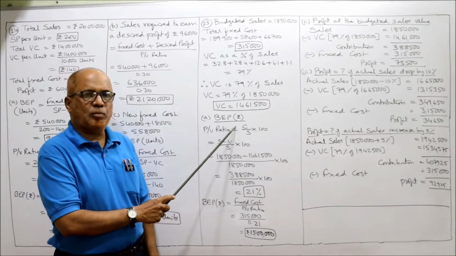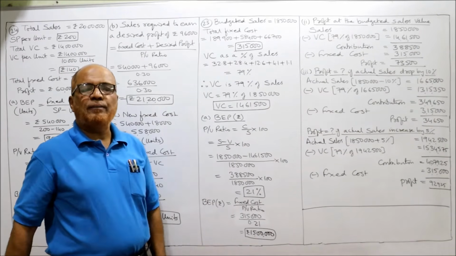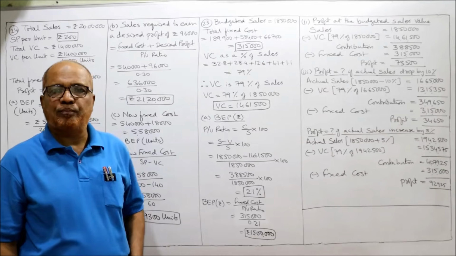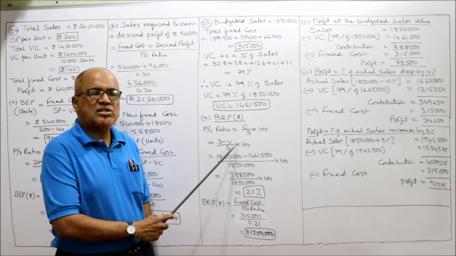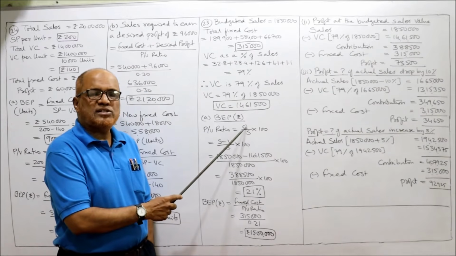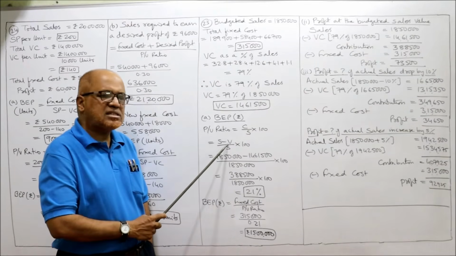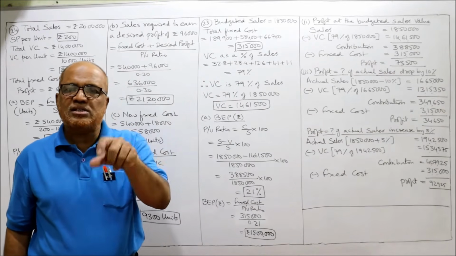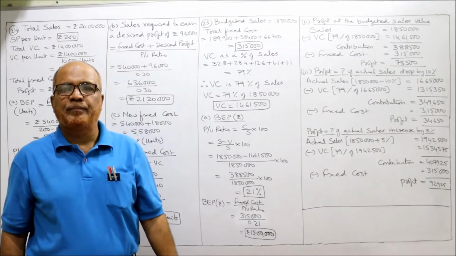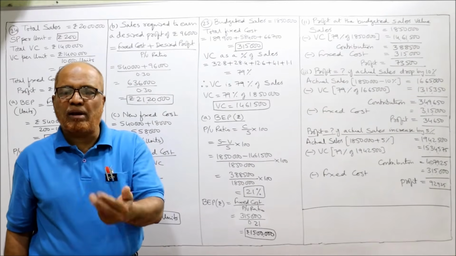First question, BEP in rupees. For calculating BEP, first we calculate the PV ratio. PV ratio is equal to C by S into 100. In place of contribution, I can write S minus V. There are two formulas: C is equal to S minus V, and C is equal to F plus P. So whichever information is given in the problem, we will apply that formula.